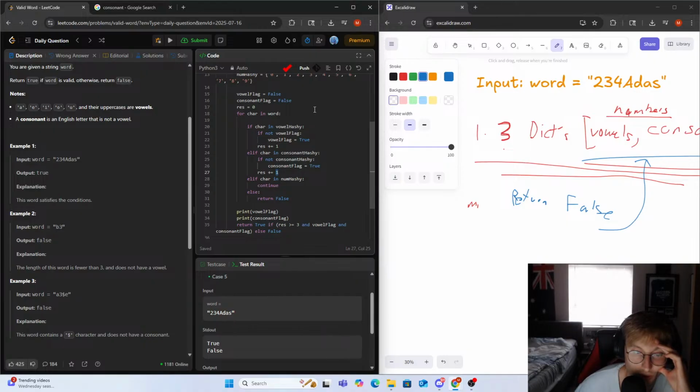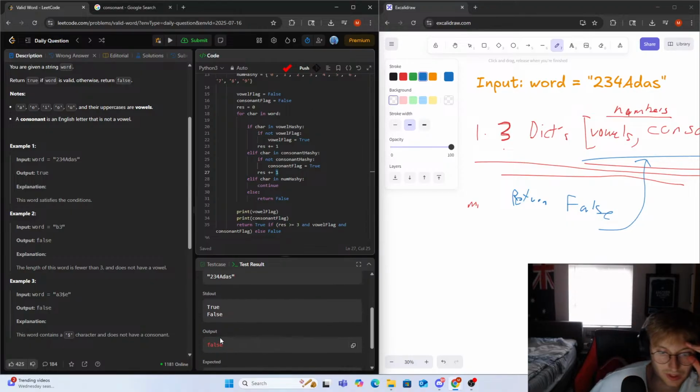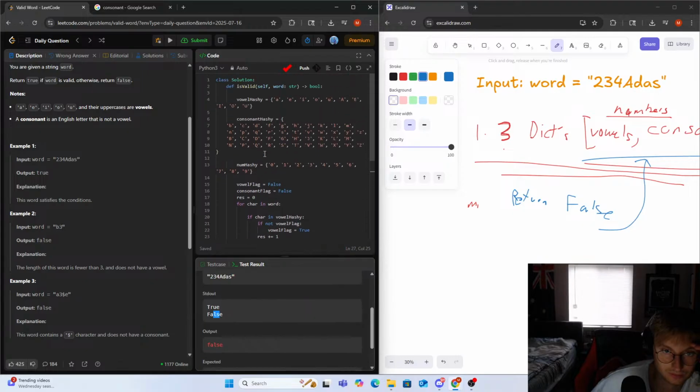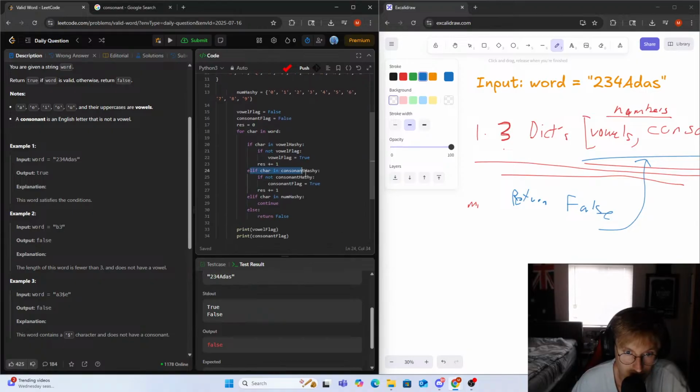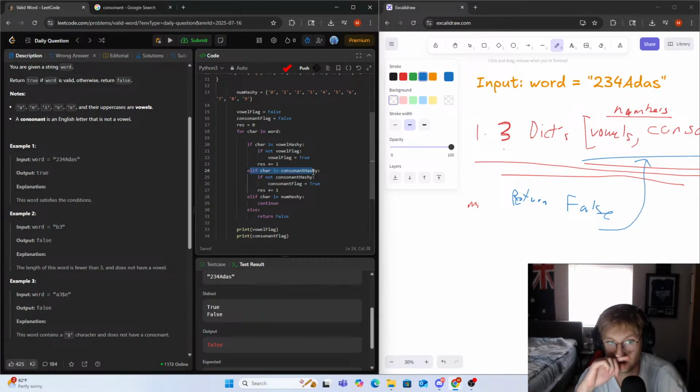Why is this not working though? Why are we getting false here, bro? We should see it here. Anyone know why this is not working here, dude? I don't think I'm seeing why this is not passing. Why I'm getting false here.